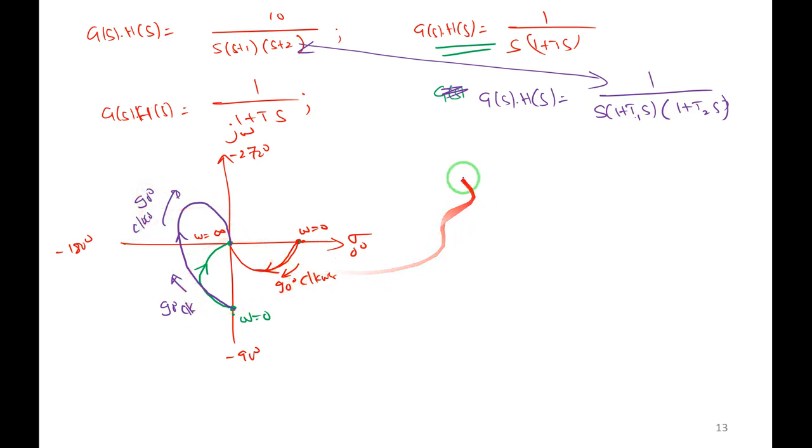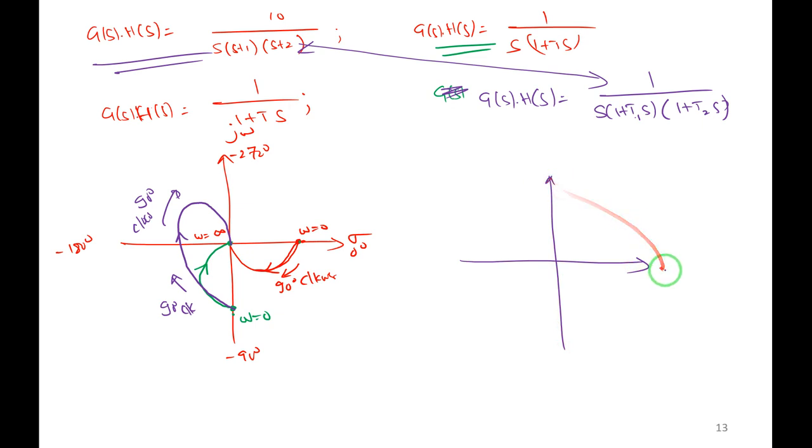So finally, for this open loop transfer function, whatever they have given, the polar plot will come like this, in purple color, whatever I have drawn. This is the final polar plot I am drawing here. Sigma, j omega, 0 degree, minus 90 degree, minus 180, minus 270. So the polar plot will look like this.